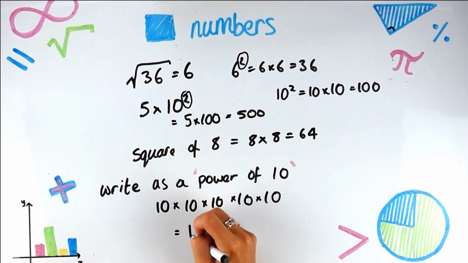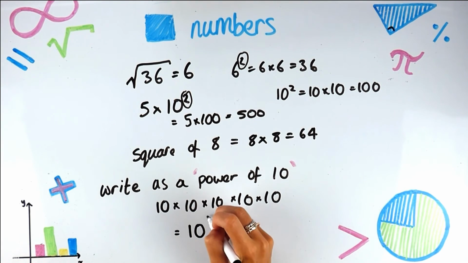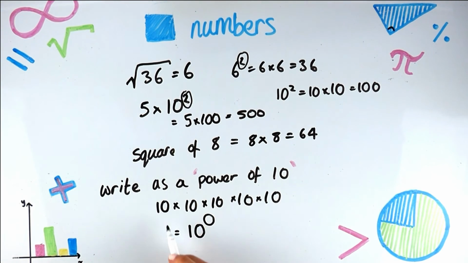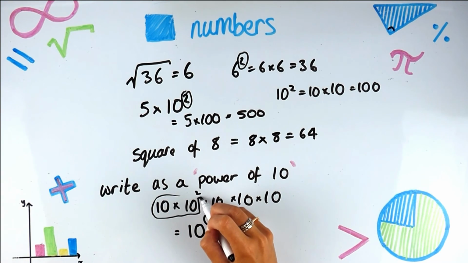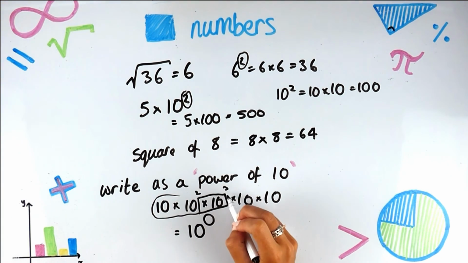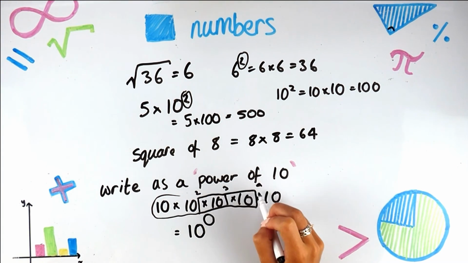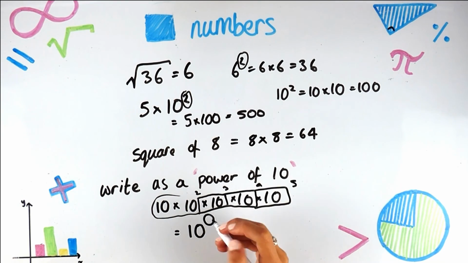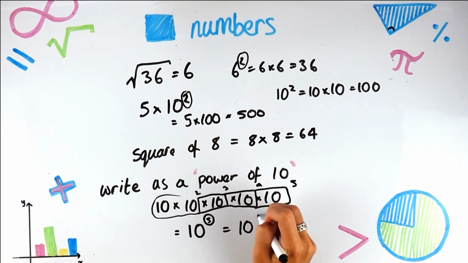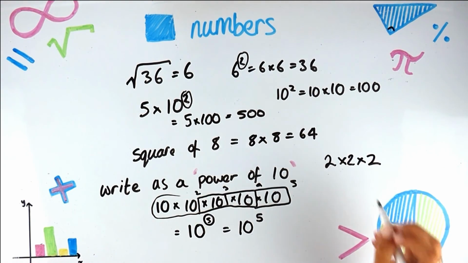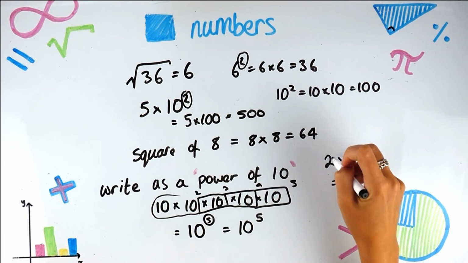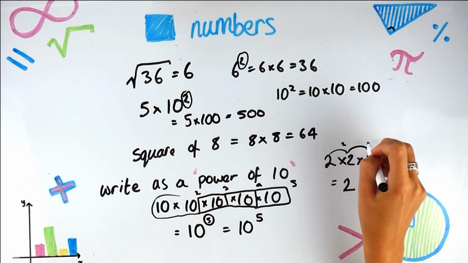So, write as a power of 10. This is equal to 10, and we need a little power here. How many times will we times 10 by itself? We've got 10 times 10 here, so that'll be squared. Times again, cubed. Times again, to the power of 4. Times again, to the power of 5. So that would be 10 to the power of 5. They could change the number. It might not be 10, so they could give you that and say write as a power of 2. Then it would be 2, 2 squared, 2 cubed.